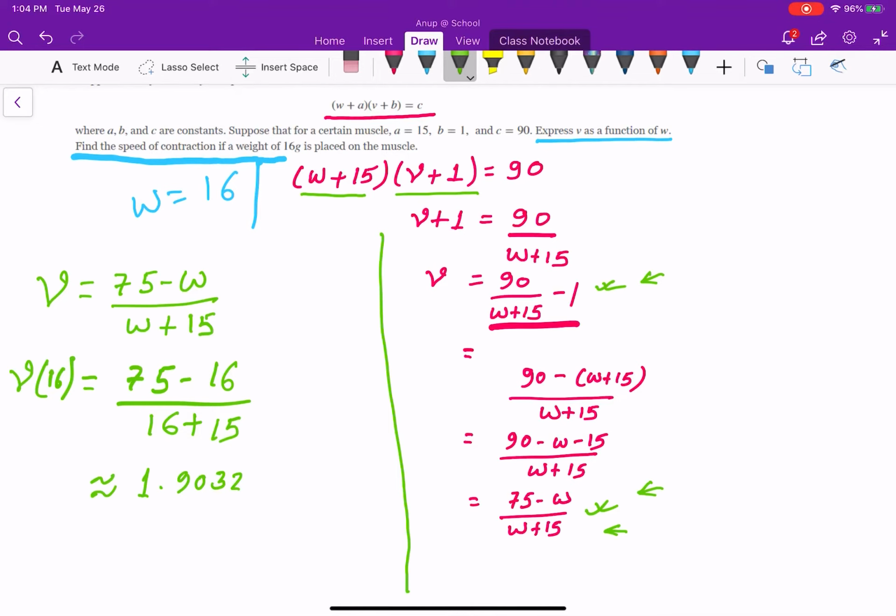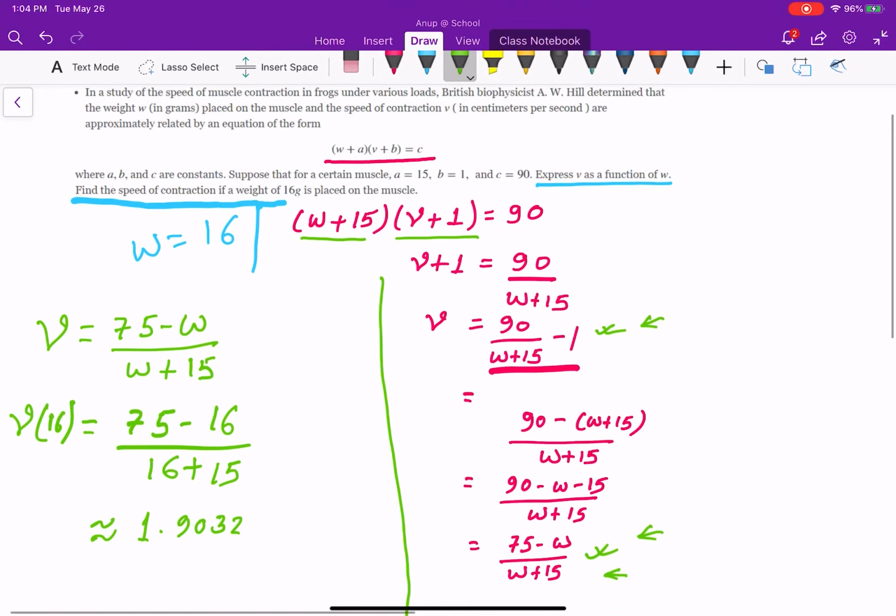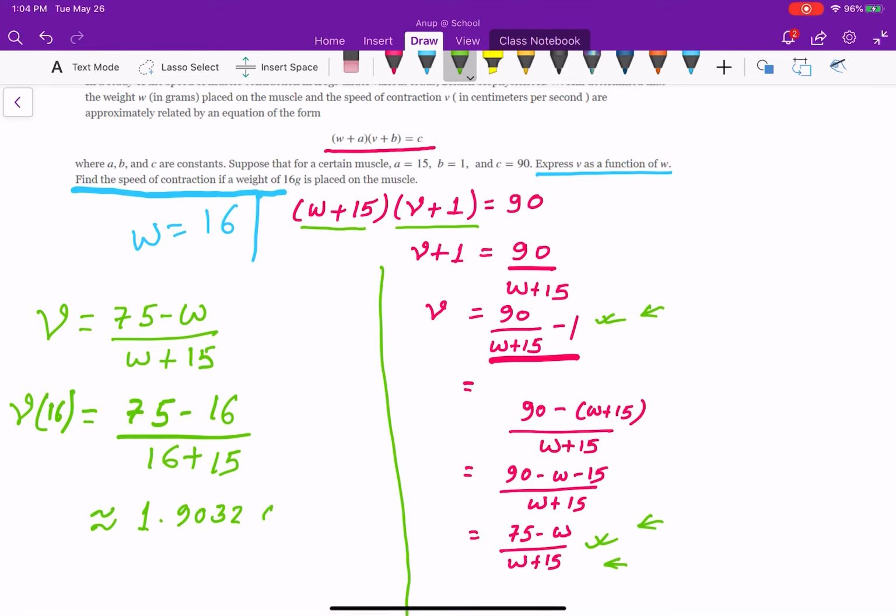If you like to write down the units, we were given that the speed of contraction is in centimeters per second, so we can just write that down. Okay, we are done.